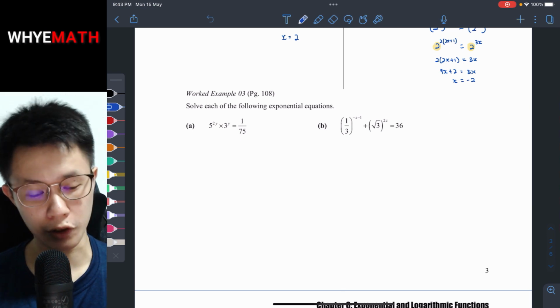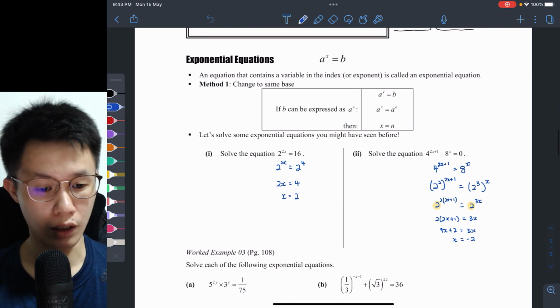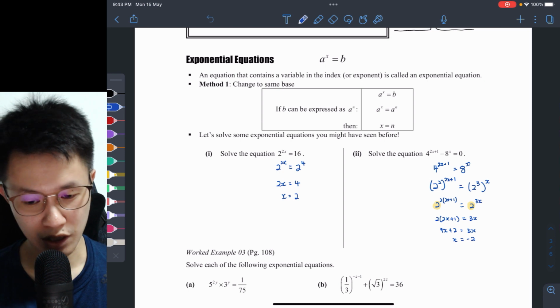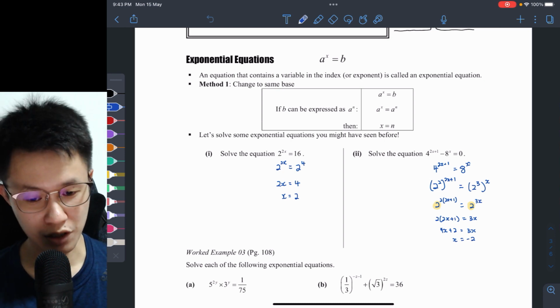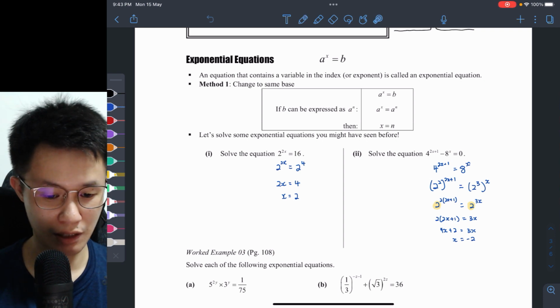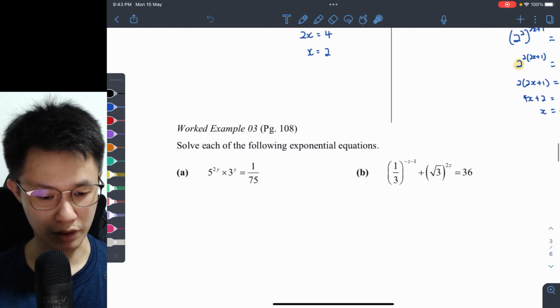I think we have been on exponential functions and how to actually solve exponential equations. In the last lesson we looked at a very simple exponential function, and it's really all about making the base the same. So I emphasize that we want to make the base the same. Let's look at some very simple examples over here.